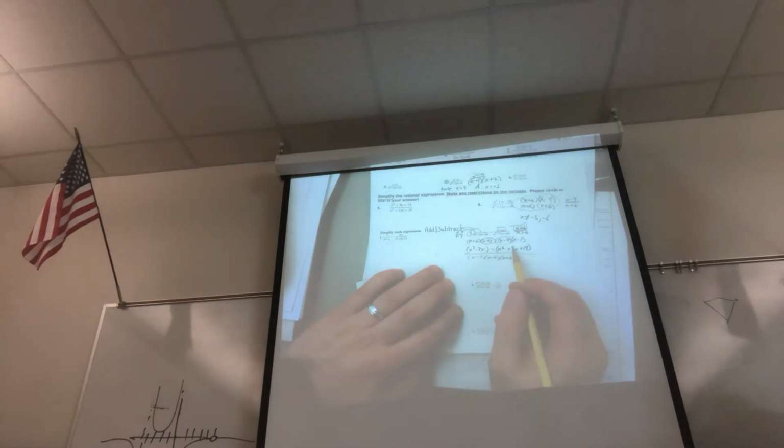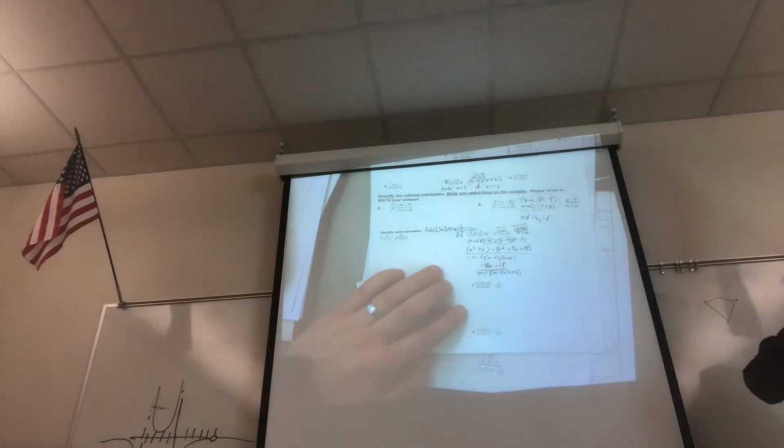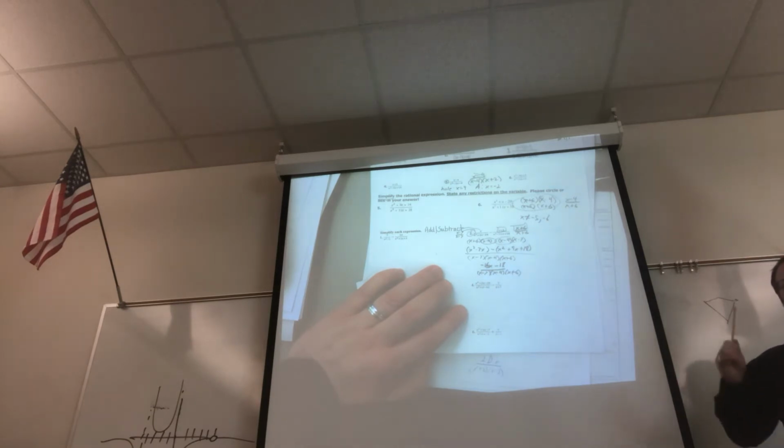Negative 7x minus 9 gives me a negative 16x. And then minus 18 gives me minus 18. That's over all three again, x minus 7, x minus 4, x plus 6. That's as reduced as it gets. On the test, when we do this, don't multiply this stuff back together. Leave it in factored form.